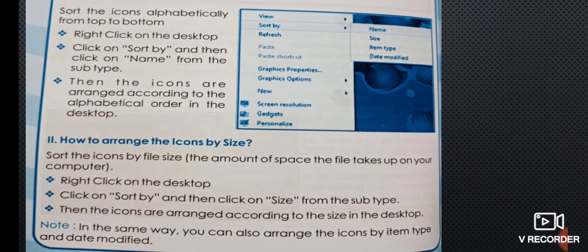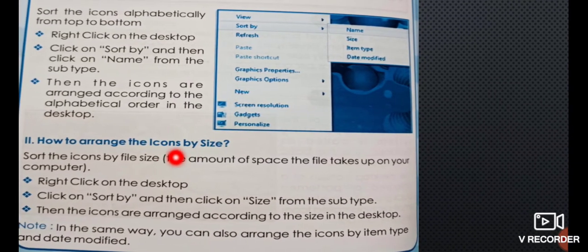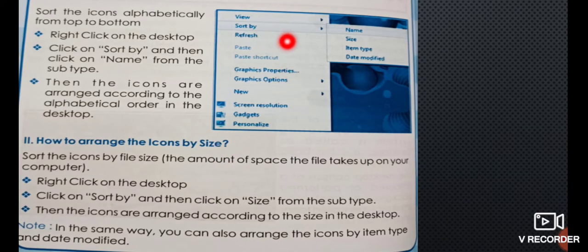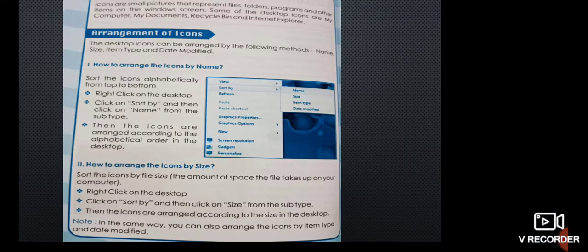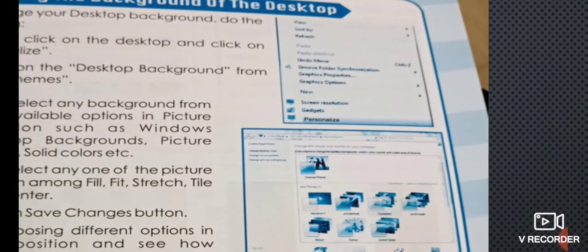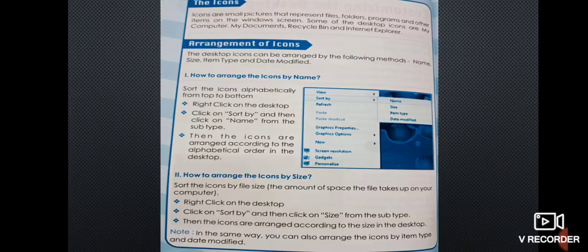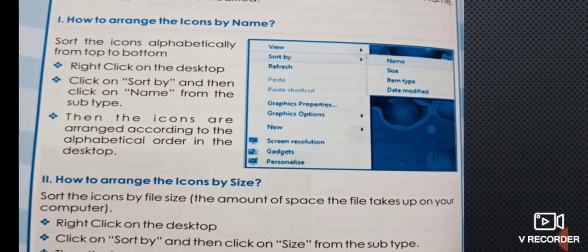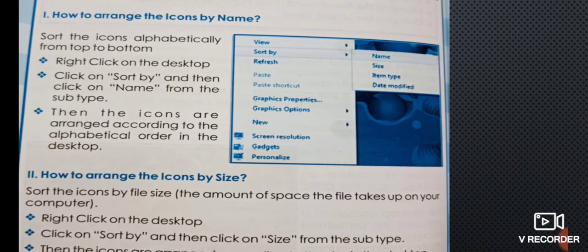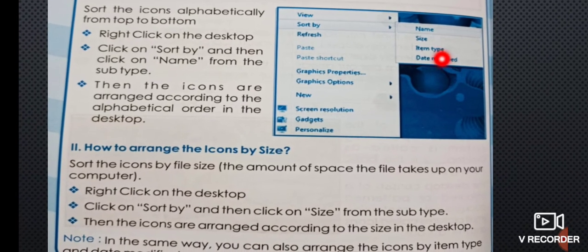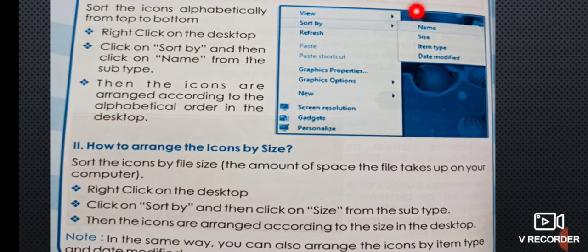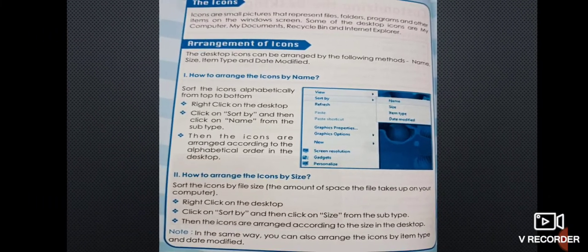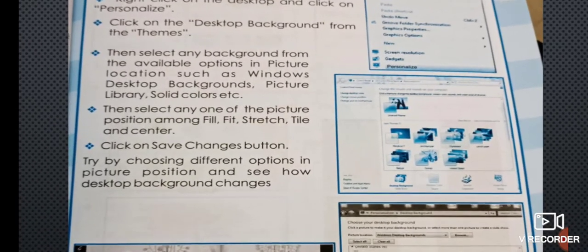And then how to arrange the icons by size? The same method you have to follow. Right click, Sort by, and then select Size. In this way you can arrange icons by name and size. And in the same way you can click Item type and Date modified. So these are the four ways you can arrange your icons.